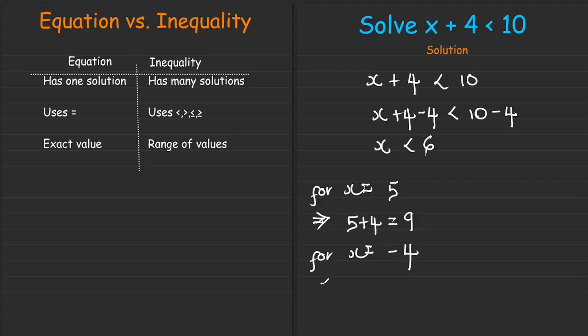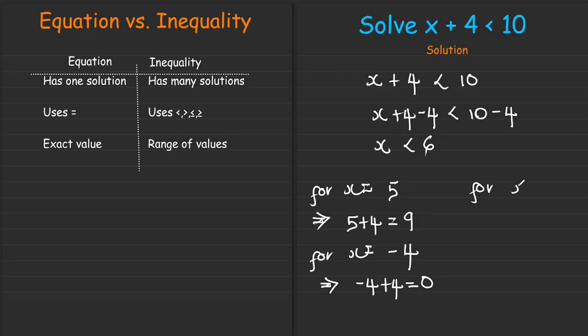We have negative 4 plus 4. And that will give us what? A 0. And 0 is also less than 10. You see. But let's take x to be 6. And we know 6 doesn't satisfy this. It is not less than 6.